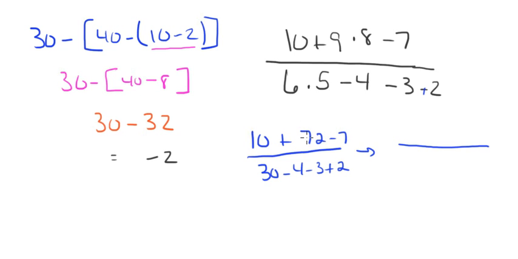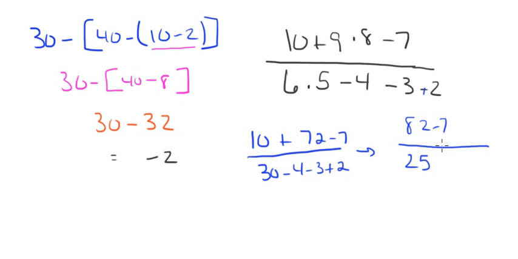10 plus 72 is 82, and that gives me 82 minus 7. And then when I have 30 minus 4 minus 3 plus 2, I can just go left to right. 30 minus 4 is 26, minus 3 is 23, right? Plus 2 is 25. Did I do my math right?